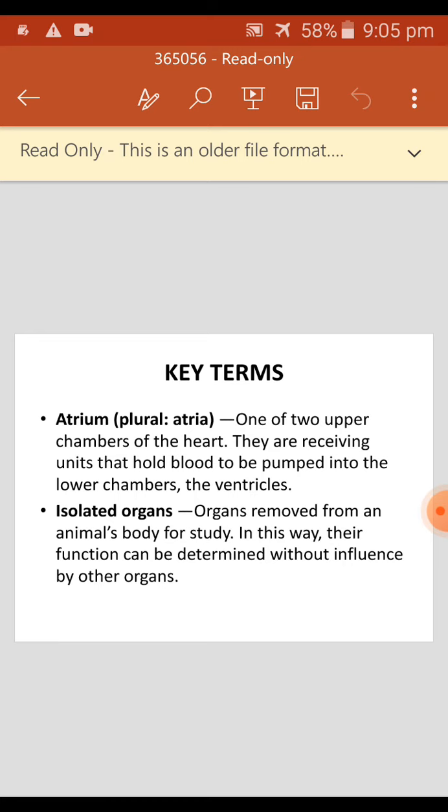Next one is ketones. In ketones, two types are contained: atrium and isolated organs. One is atrium, plural atria, one of two upper chambers of the heart. They are receiving units that hold blood to be pumped into the lower chambers, the ventricles. Second one, isolated organs. Organs removed from an animal's body for study. In this way, their function can be determined without influence by the other organs.